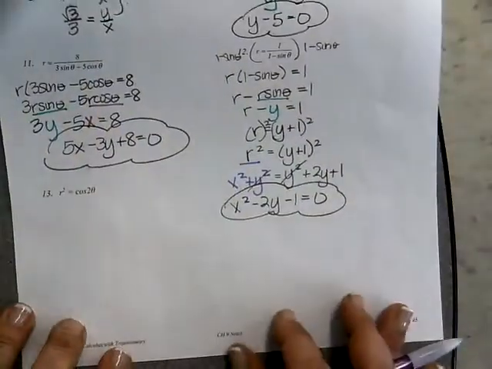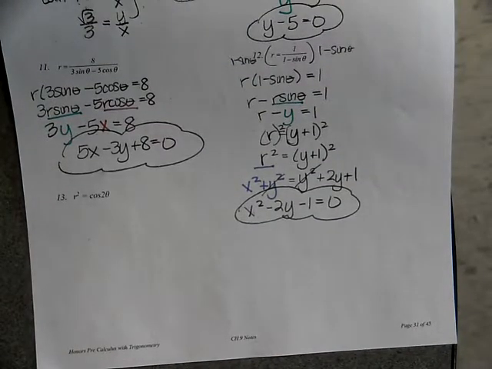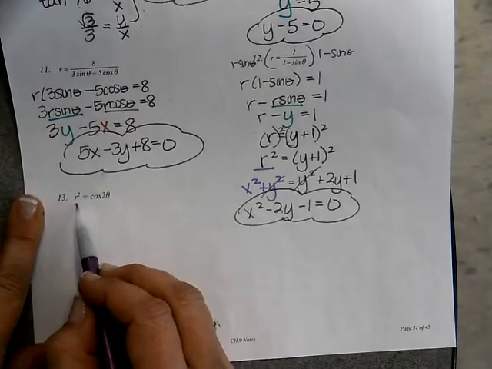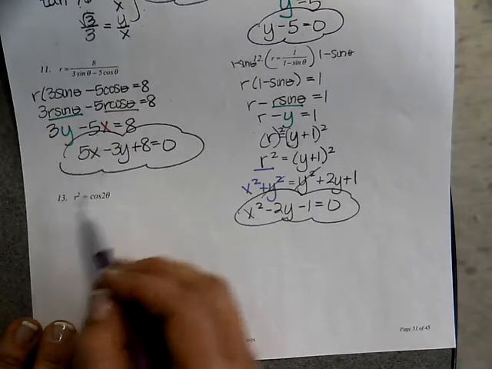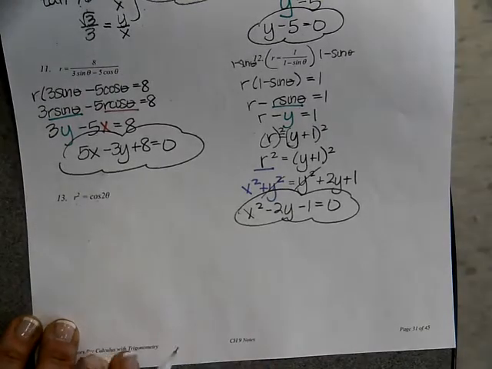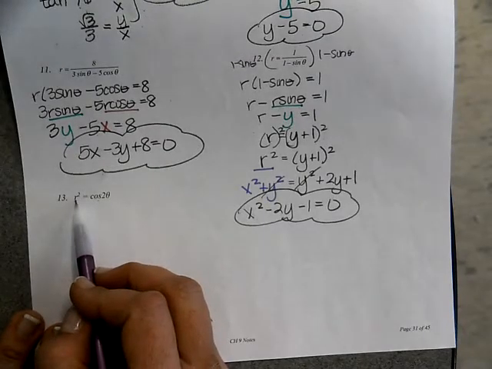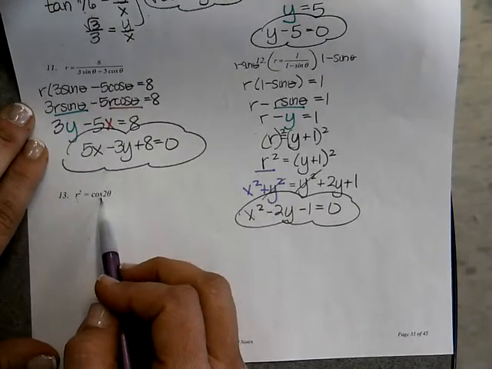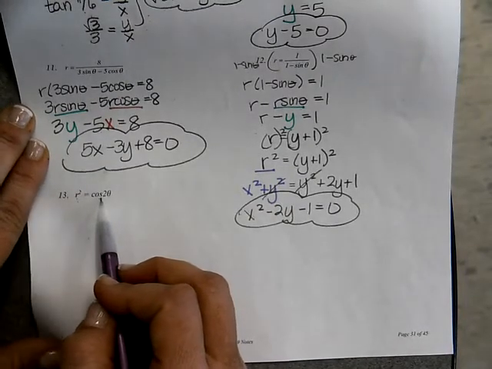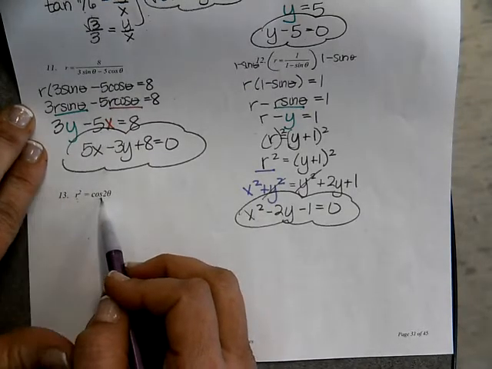Okay, one more, and then you guys can get started on homework. Okay, so let's look at this one here, number 13. So notice I see here that I have r squared equals cosine of 2 theta. Well, I like the r squared, but this cosine of 2 theta thing might be a little problematic. I'm not really sure what I can do there. One thing you might be able to do is use a double angle formula. That might be super fun.